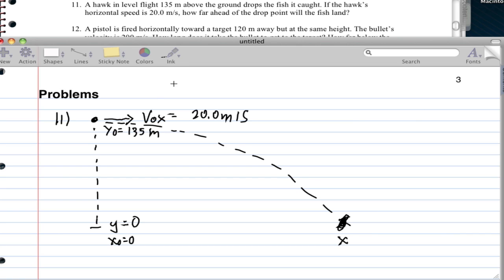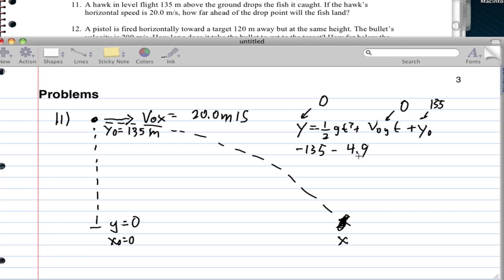We need the time. So now we've done about 3 problems like this, so we can get in this trend of realizing, hey, whenever I've got these horizontal problems, I'm going to use the y equation to get the time. So y equals negative 1/2 g t squared plus v naught y t plus y naught. We realize this is 0, this is 0, and this is 135. So we can just fast forward here and get negative 135 equals negative 4.9 t squared. And then we can go ahead and solve. So 135 divided by 4.9.